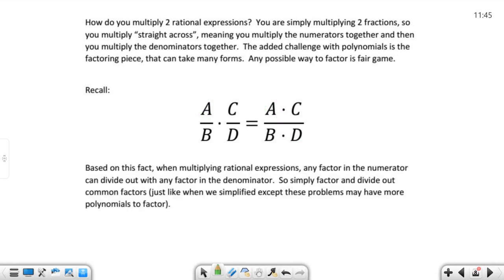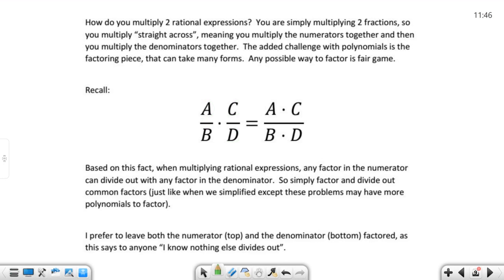So when you multiply two rational expressions, any factor in the numerator, that's the top, can divide out with any factor in the denominator, that's the bottom. You simply factor and divide out common factors just like when we simplified, except now we have more polynomials potentially to factor, because in the simplifying video we just had one fraction. Here we have four things to factor. Once we do that, then we divide out. It's the same principle, because you multiply straight across.